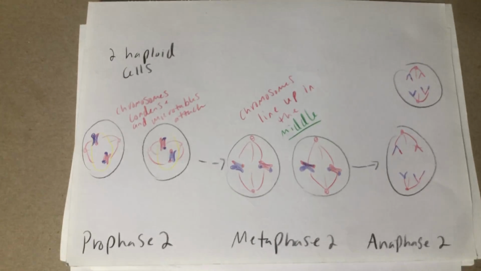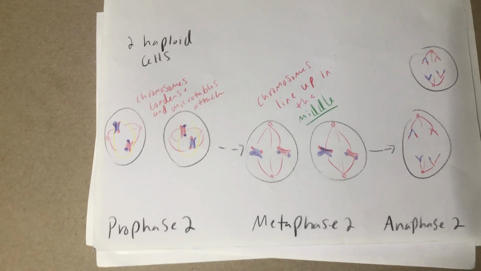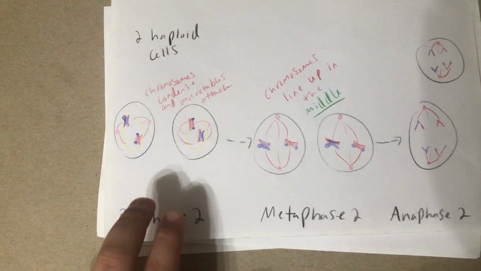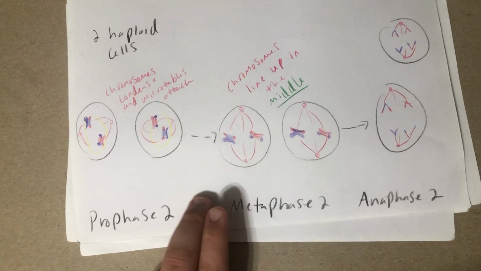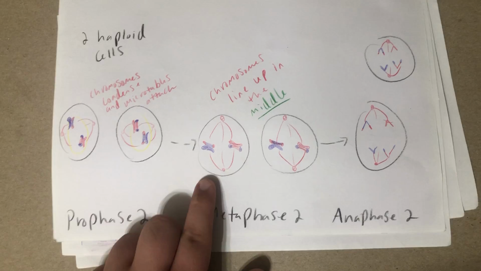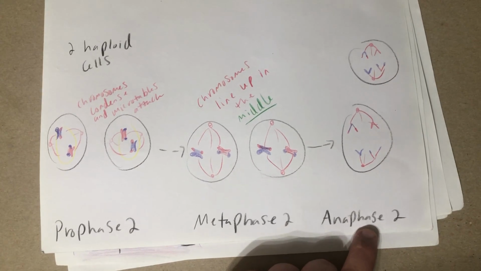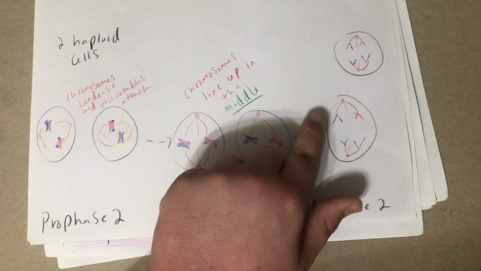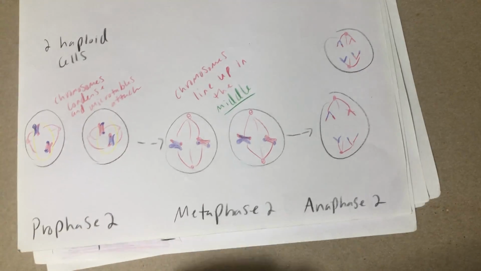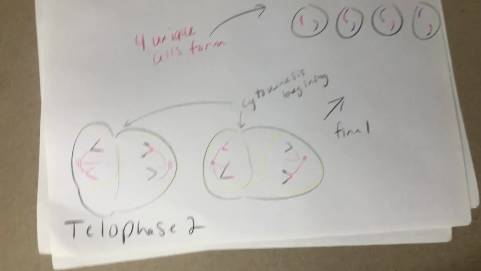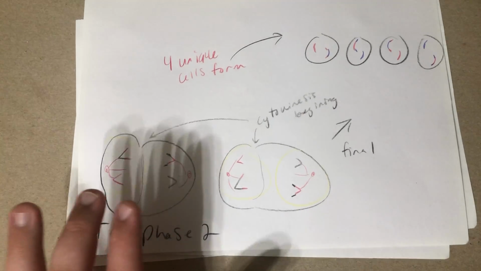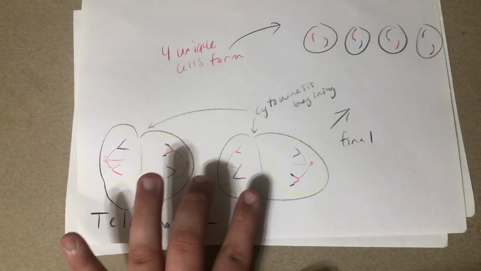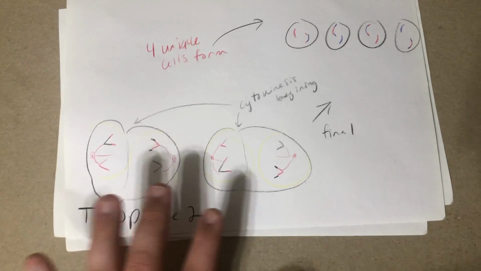we have our two haploid cells right here. The chromosomes are beginning to condense and microtubules attach to them. Now the chromosomes line up in the middle once again, but are now separated in anaphase 2. We can see we have unique sides of each cell. Now in the last step of meiosis, we have telophase 2, where we can start to see the two cells each starting to form two sides which look unique.